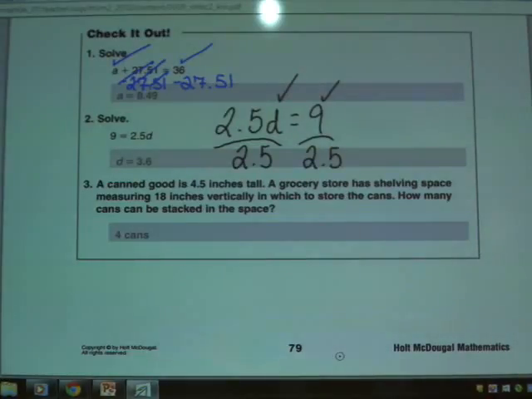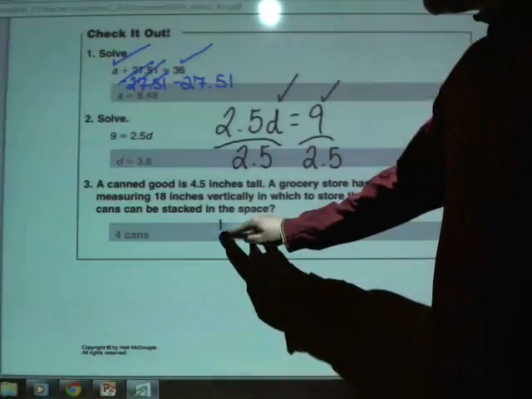Number 3, the final question, another word problem, says a canned good is 4.5 inches tall, and a grocery store has shelving space measuring 18 inches vertically in which to store the cans. How many cans can be stacked in the space? So, 4.5 inches tall per can.